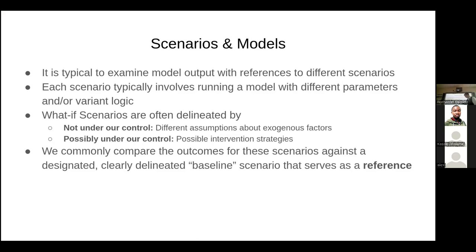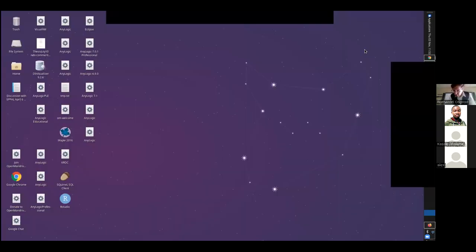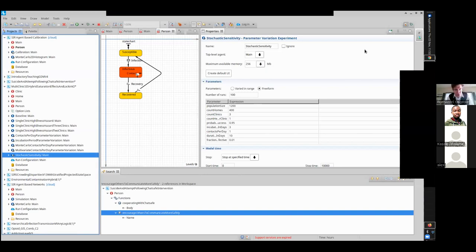The baseline sometimes is the default for some terms in the model, but in any case, it serves as a reference from which these what-if scenarios are derived with changes, and against which we compare. So let's take a look at those models in our final moments here.